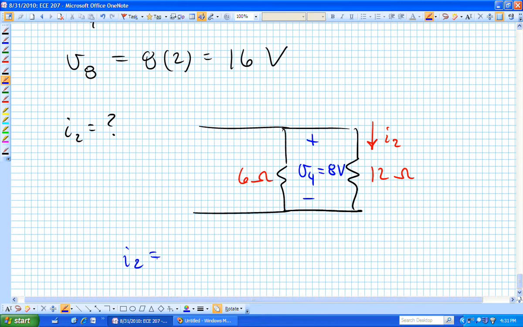And now we just use our voltage current relationship for a resistor. I sub 2 is now our voltage divided by the resistance, 2/3 of an amp. What if we would have come up with 3 amps?